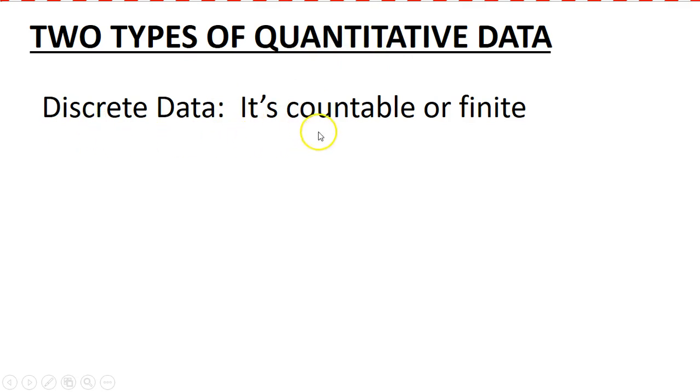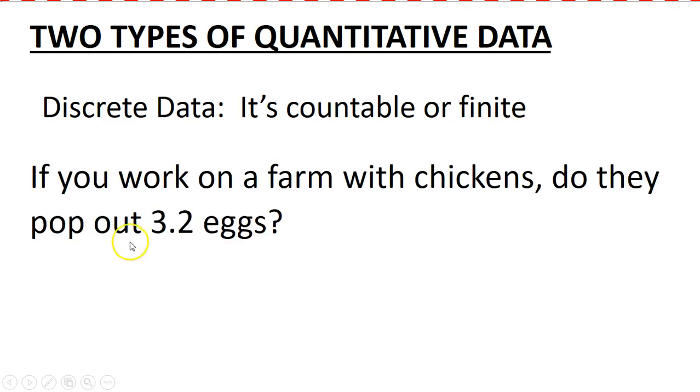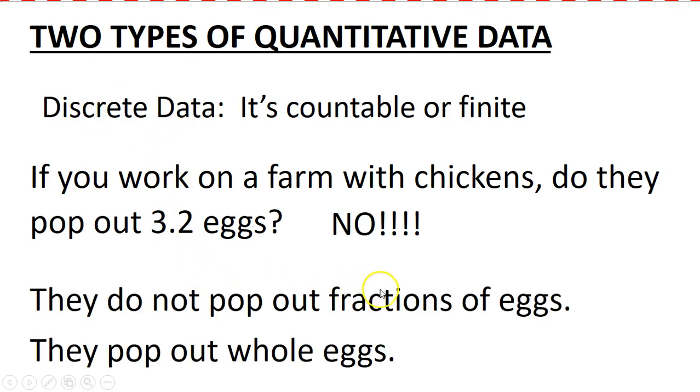Discrete is countable and finite, meaning there's a specific number of them. If you work on a farm with chickens, do they pop out 3.2 eggs? The answer is no, of course not. That doesn't happen, making it discrete. They do not pop out fractions of eggs, they pop out whole eggs. It's countable. It's finite.